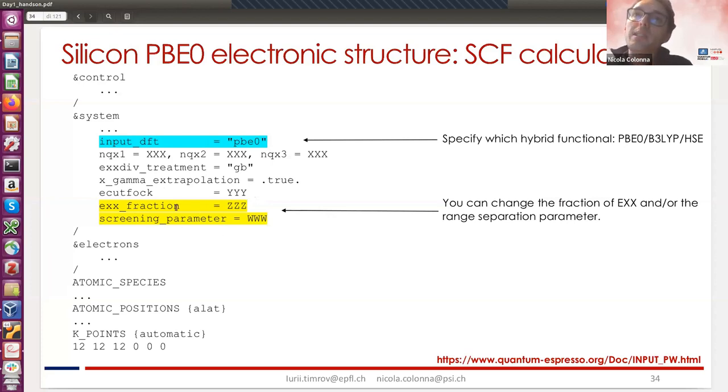And there are also two extra parameters that you can use if you want to change the fraction of exact exchange. So we know in PBE0 we are going to use 1/4 or 0.25, but if you want to do a different scheme and you want to change this 0.25 and you want to go to 0.3, you can specify it in here, and this is going to modify your hybrid function. And the same is true for the scaling parameter, so the range separation parameter.